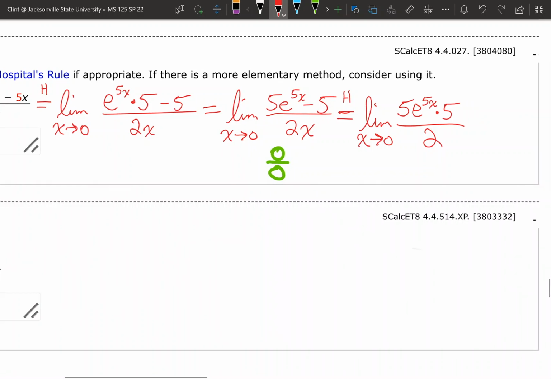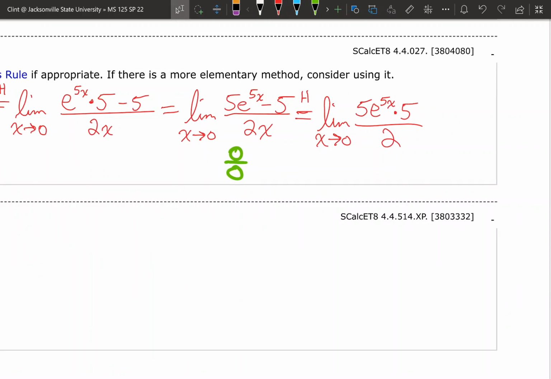You can simplify if you want to, but we're out of indeterminate form now because we clearly do not have 0 in the bottom. So if we substitute in, we'll get e to the 0th, which is 1. So 5 times 1 times 5, 25 over 2. Yeah, no, that's fine. If you wanted to, you could write it 25e to the 5x, doesn't matter.